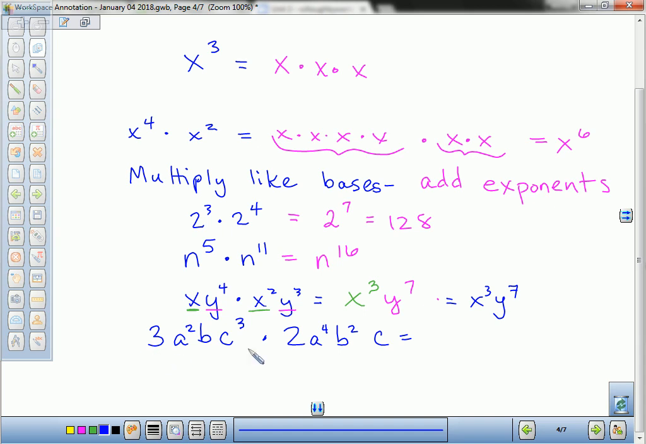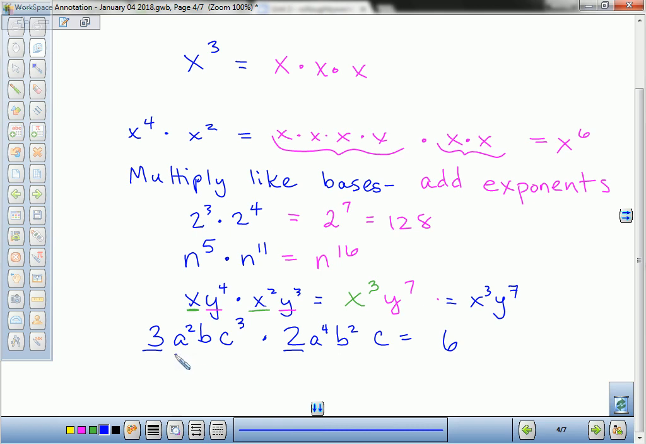All right. Now this one, we have the coefficients and we have variables. Okay. So 3 and 2. We'll deal with that first. Numbers are just numbers, guys. 3 times 2 is 6.